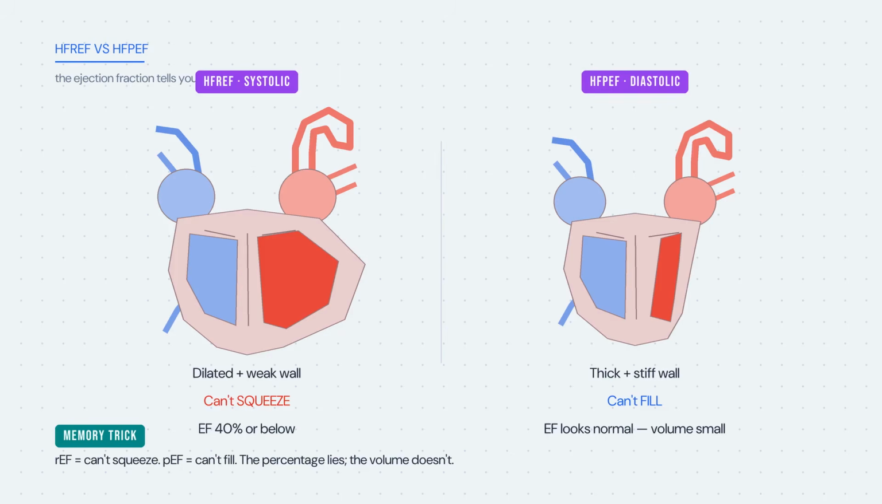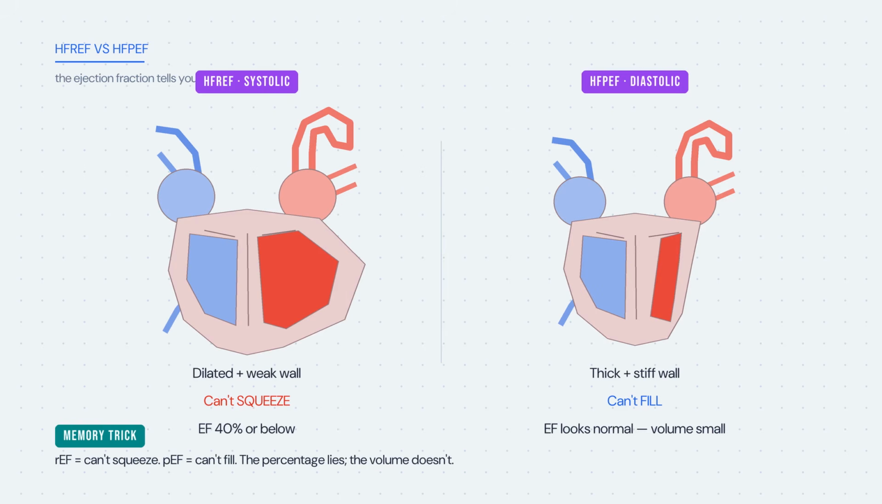There are 2 mechanical ways to fail, and the ejection fraction tells you which. Reduced ejection fraction, HFrEF: the ventricle is dilated and weak, it can't squeeze. Ejection fraction 40% or below. Preserved ejection fraction, HFpEF: the ventricle is thick and stiff, it squeezes fine, but it can't relax and fill, so even though the percentage ejected looks normal, the actual volume is small.